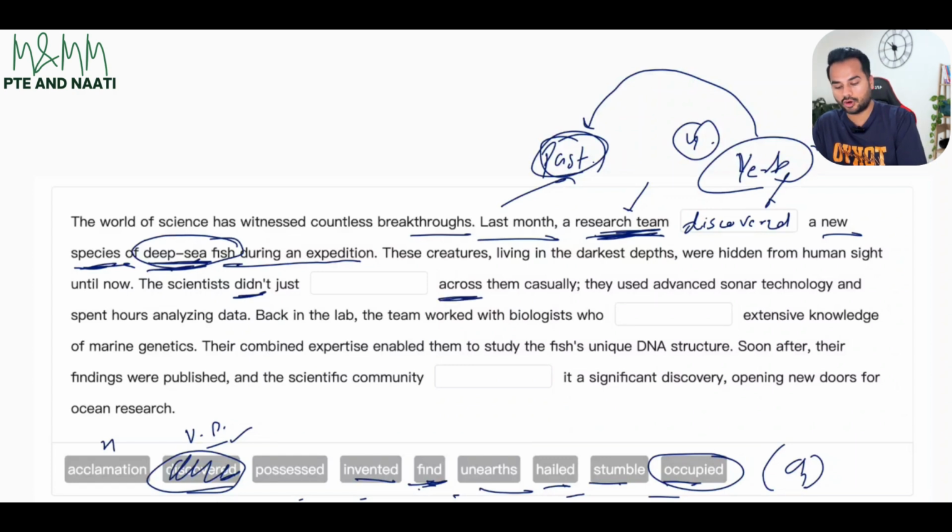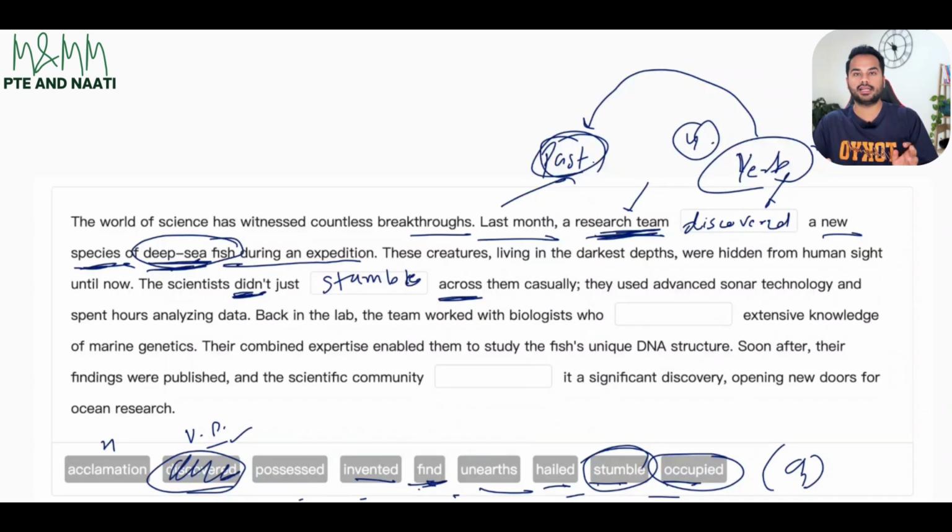Now, across, find across them. The scientists didn't just find across them casually. That is grammatically wrong. Collocation wise wrong as well. Stumble sounds like the correct answer. Because I already had the word didn't, that means the verb that I use over here needs to be in the present tense. Didn't and then a present tense verb is the correct combination in grammar. And stumble, when you say the scientists didn't just stumble across them, like they did not just casually find them.